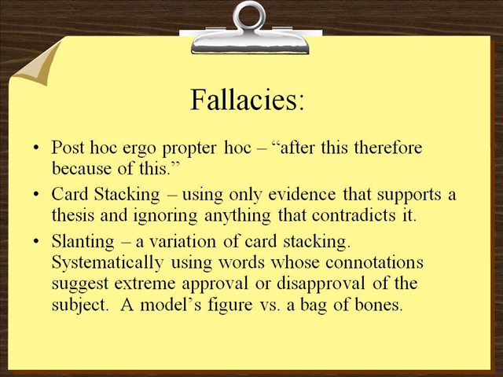The third fallacy listed here is slanting. Slanting is a variation on card stacking. It uses connotations to sway readers instead of facts. Someone who is underweight would prefer to believe that they had a model's figure instead of being referred to as a bag of bones. While you might be tempted to refer to anorexics in a paper as looking like concentration camp survivors, you need to be objective in your language. Even a word like emaciated has certain negative connotations that might sway a reader.